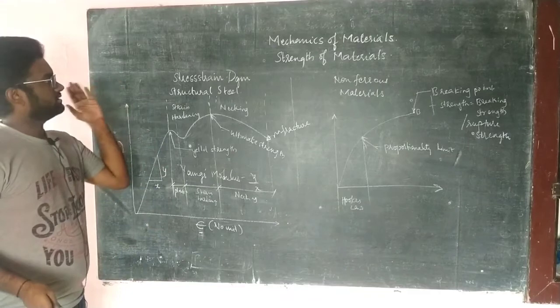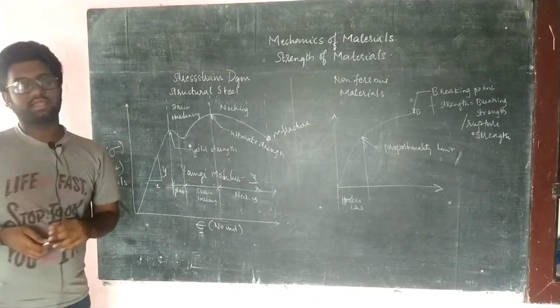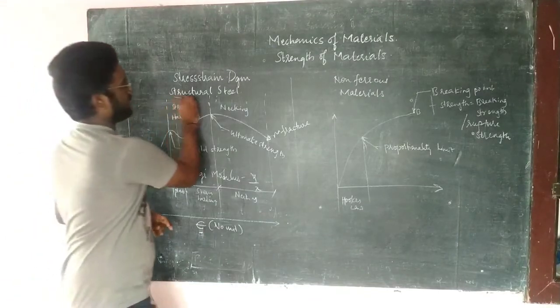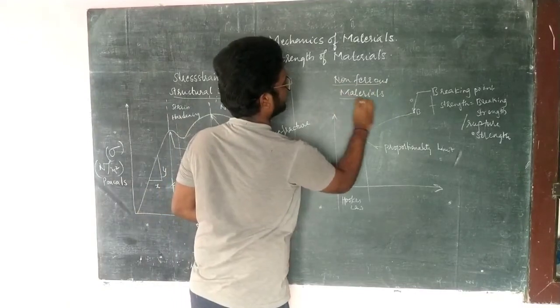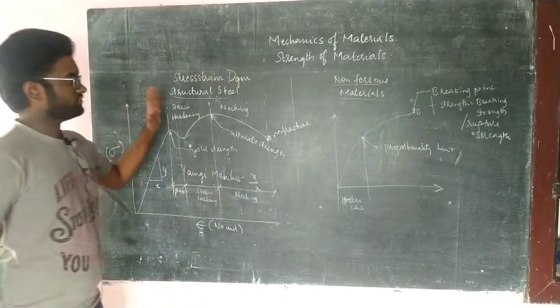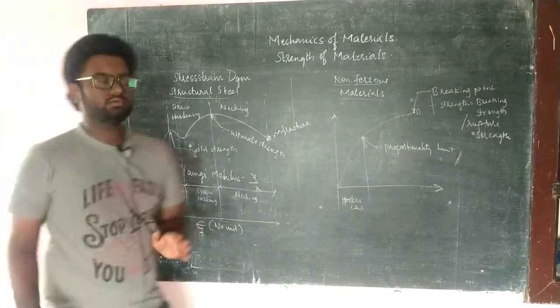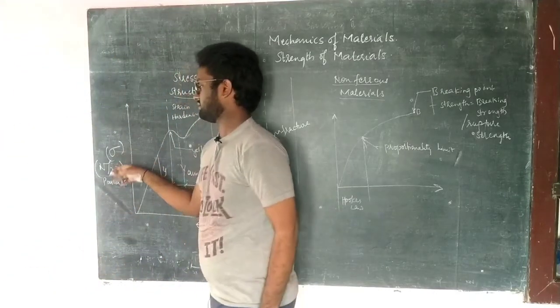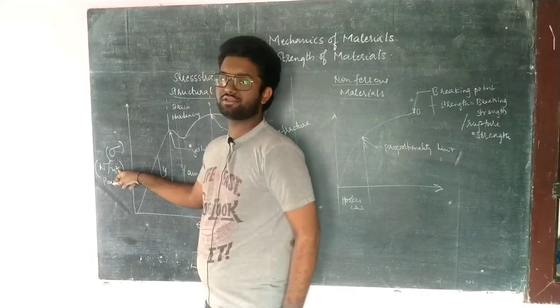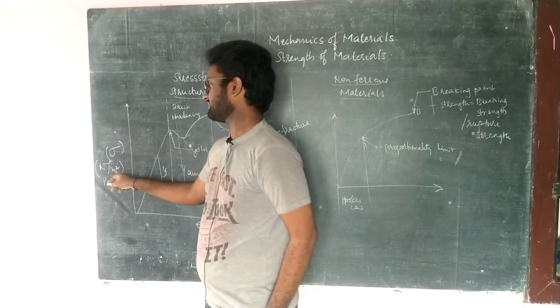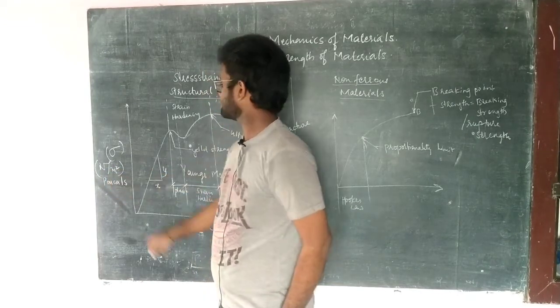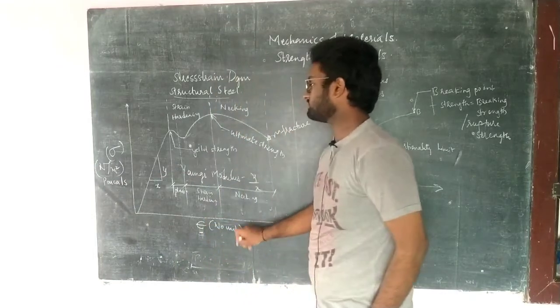Discussing the stress strain diagram for structural steel and for non-structural steel, that is non-ferrous materials, we have the diagrammatic representation of the graph. As you all know, stress is in terms of Newton per meter square. The SI unit of stress is Newton per meter square, which is also called pascals. Strain doesn't have any unit.